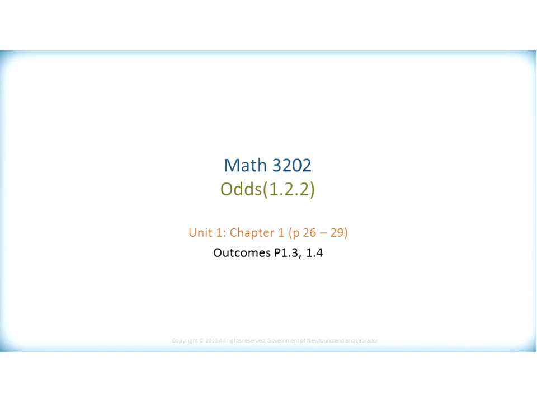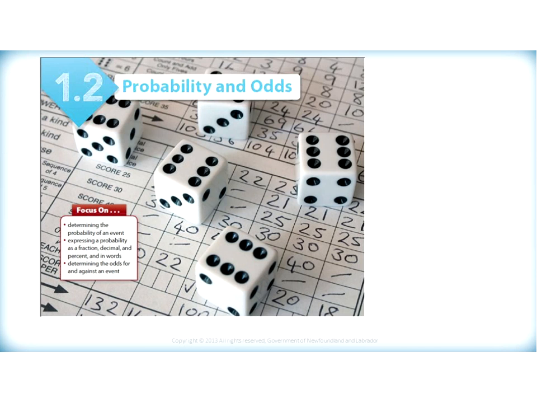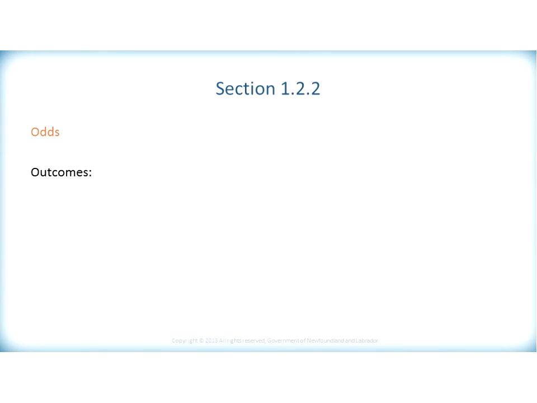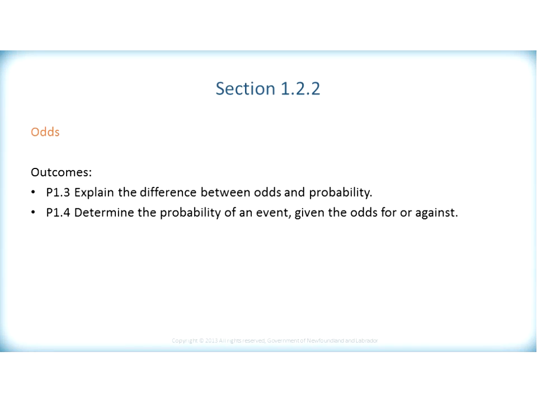In this video, we're going to look at a concept that's related to probability, or similar to probability, but it is a bit different, and that's the odds of an event occurring. And in this video, we're going to determine the odds for and against an event. The outcomes we're going to cover include explaining the difference between odds and probability, and determining the probability of an event given the odds for or against.